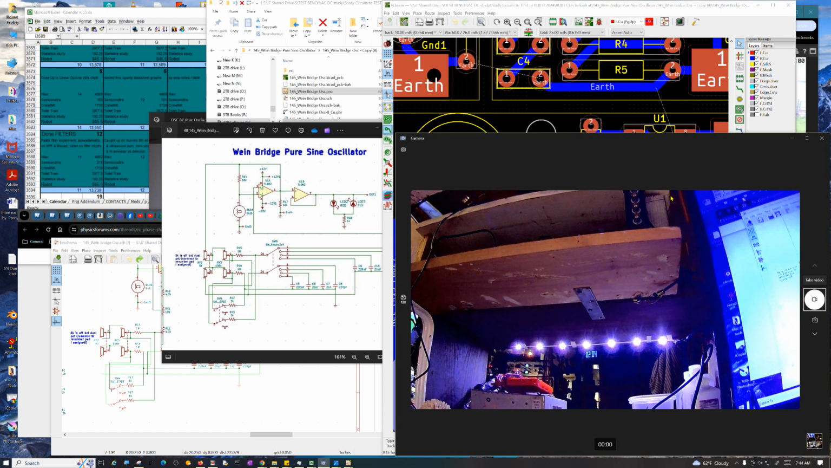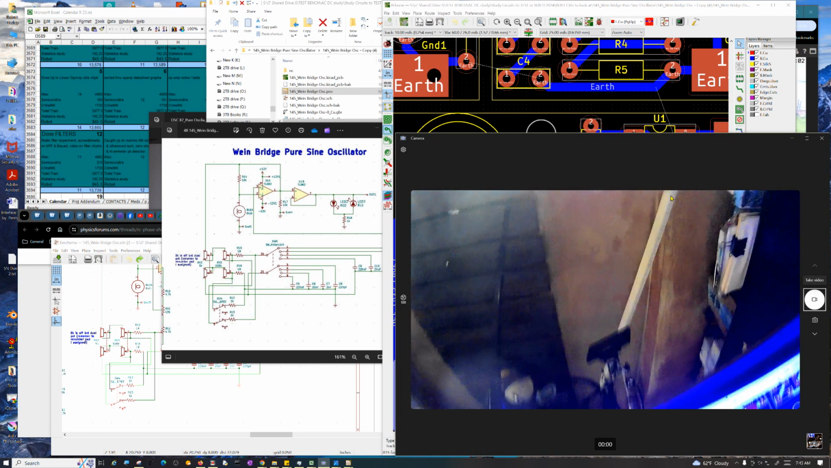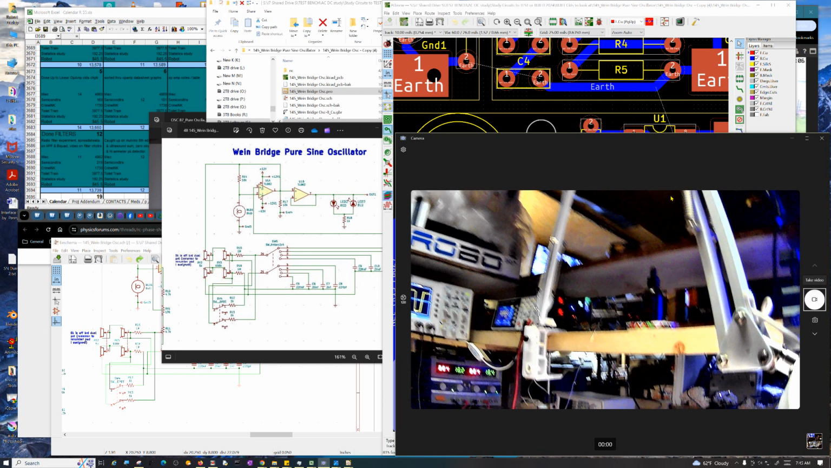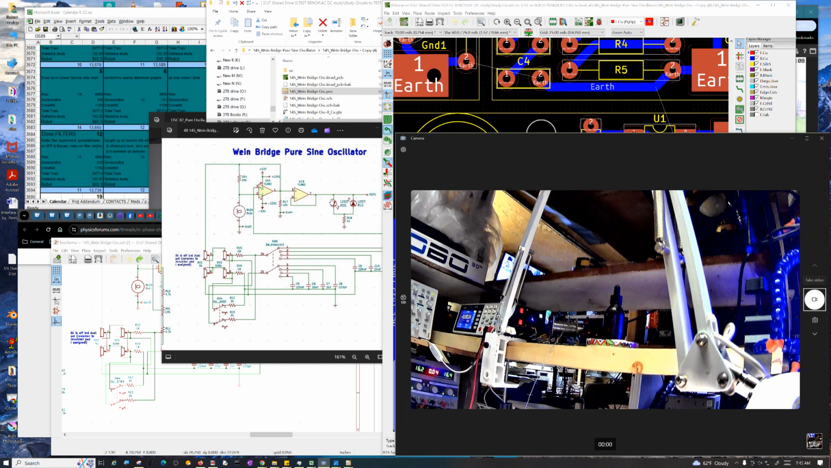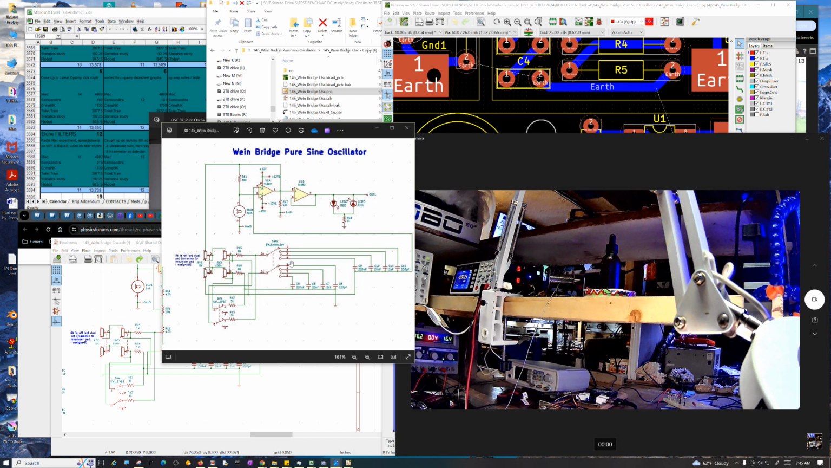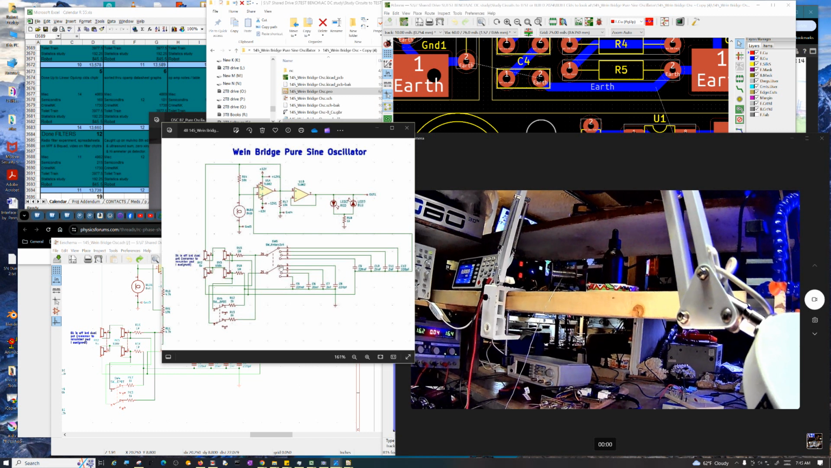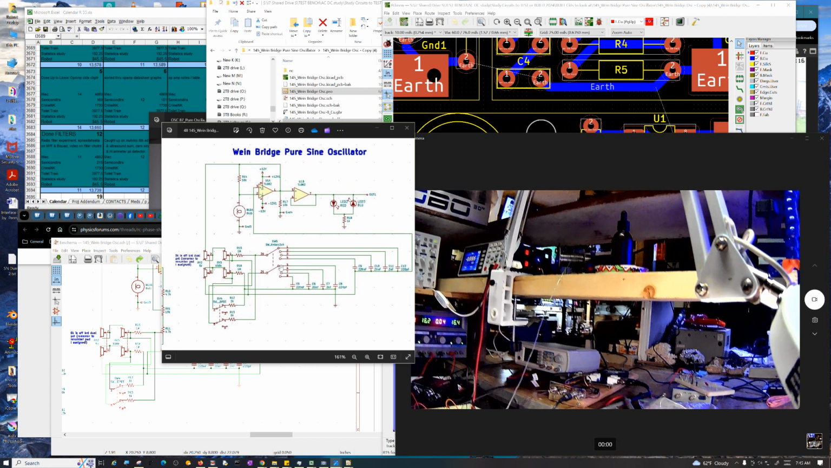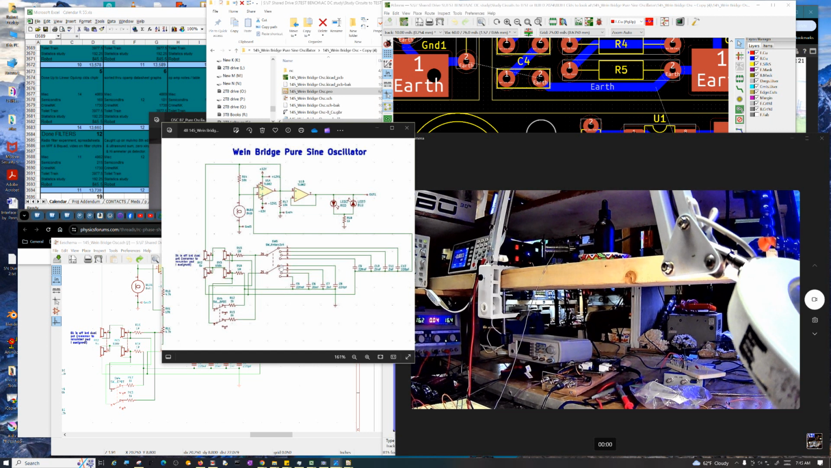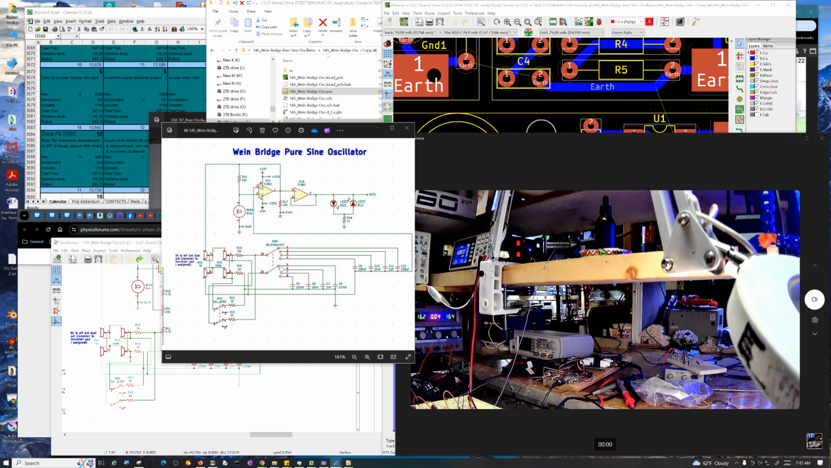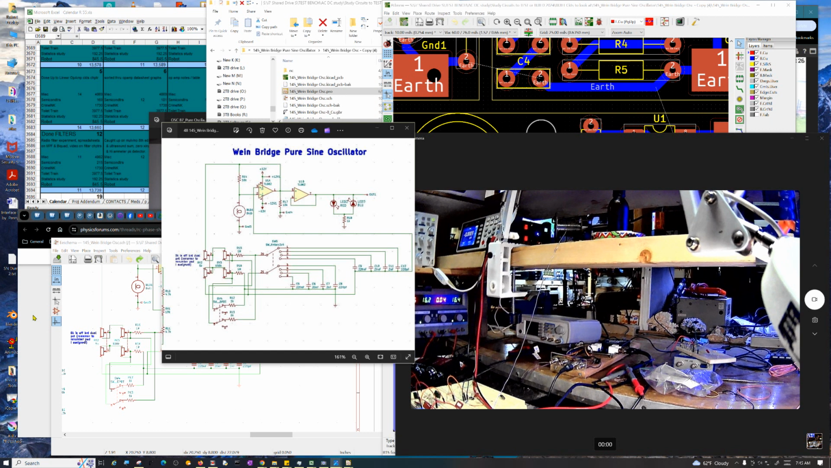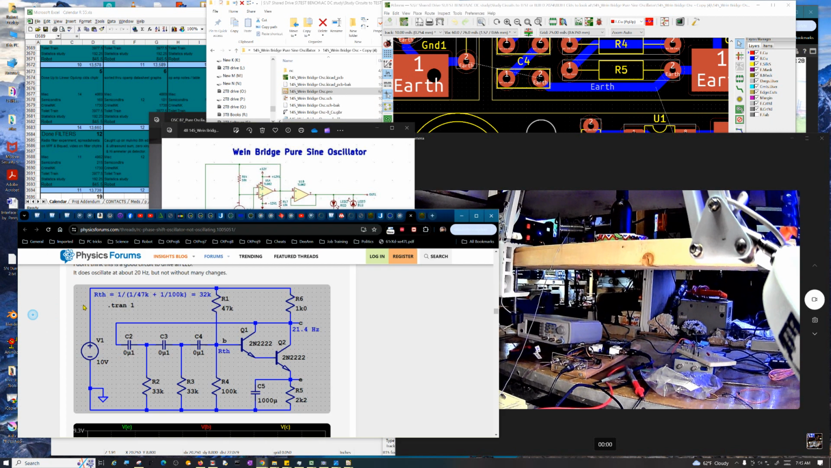Alright, I was thinking about not making a video about this, but I think it's relevant enough because this is basically a Wein bridge oscillator I built, okay? And I'm not going to go into the details of what stupid mistakes I made on the circuit that made it not work. But of course, one of the obvious problems with it is that it's a Wein bridge oscillator based on a light bulb.